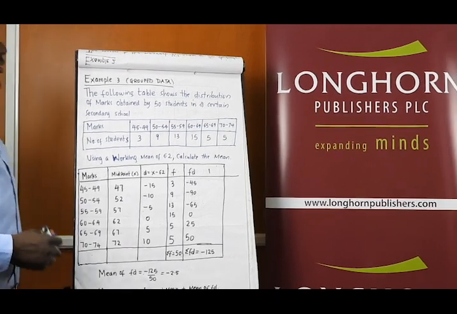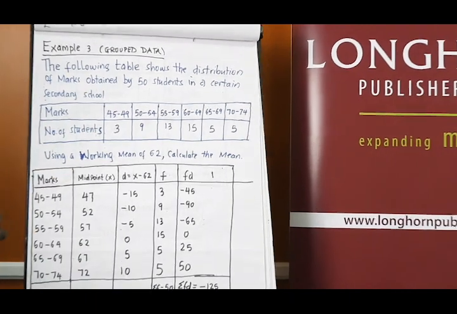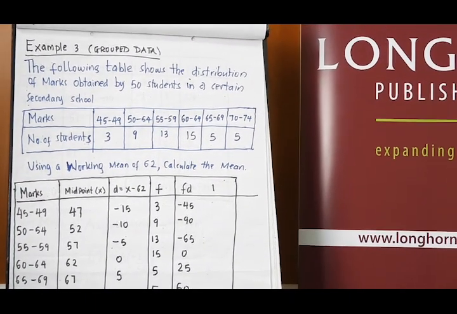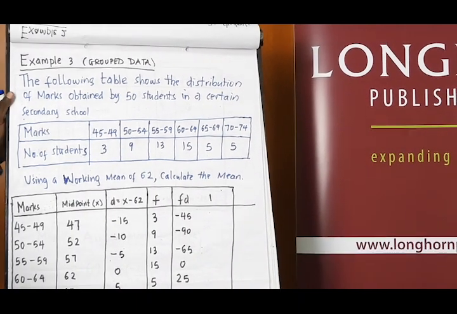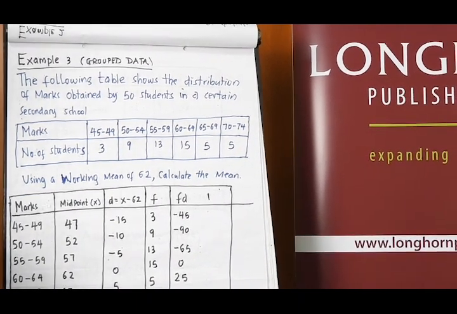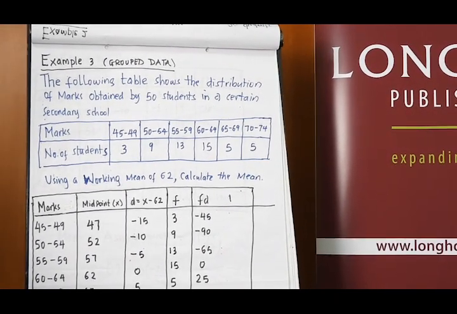Example 3 is grouped data. We learned the necessity of grouping data. For grouped data, for example, in the example given, the following table shows the distribution of marks obtained by 50 students in a certain secondary school.